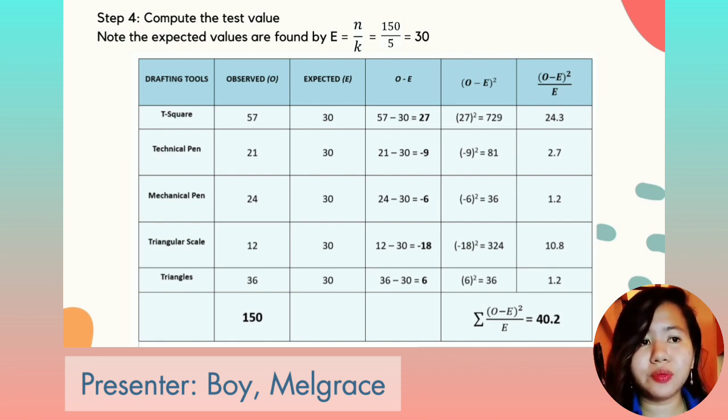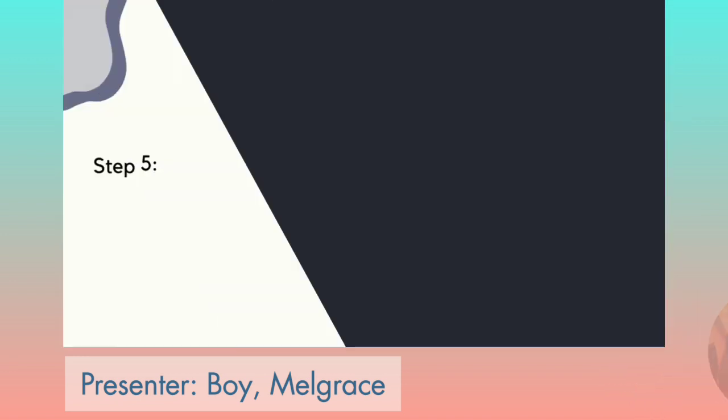And for the last column, divide the squared value by the expected. For the T-square, the value is 24.3. Technical pen, 2.7. Mechanical pen, 1.2. Triangular scale, 10.8. Triangles, 1.2. And then, add all the values of the last column, so that the test value is 40.2.